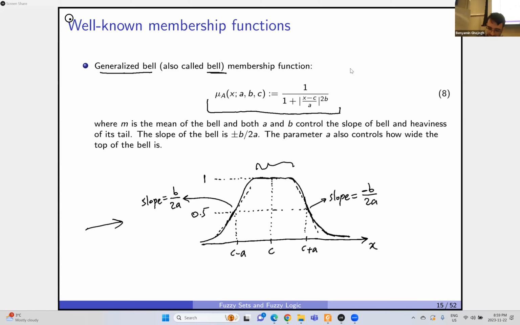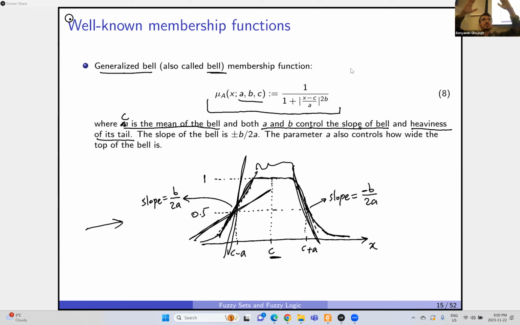And it has several parameters, A, B, and C. Sorry, this is C. C here is the mean of the bell. You see, C is the mean of the bell. What about A and B? They both control the slope of the bell and heaviness of its tail. What do I mean? A slope of the bell is this. Whether it's like this or this, okay? These two slopes are opposite of each other. See my hand? Whether it's like this or this.